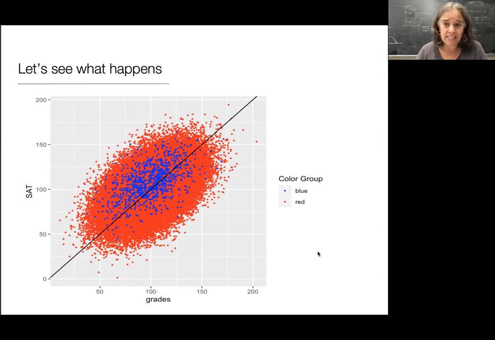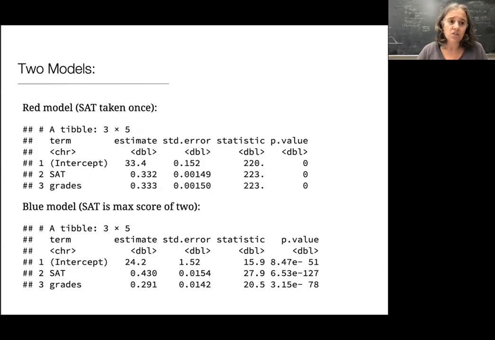Which is not that big of a deal if we fit two models. If we fit two models, then we can notice that the coefficient on SAT for blues is slightly different than the coefficient on SAT for reds. So we're saying SAT means something different. I'm going to try to predict talent based on the SAT and grades for the red students. And then I'm going to do it again, trying to predict talent based on the SAT and the grades for the blue students. And as you would expect, you get a slightly different model.